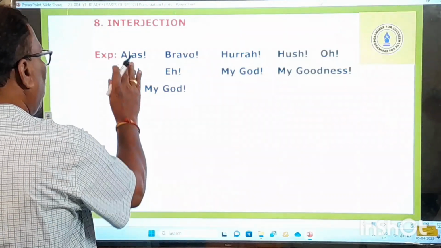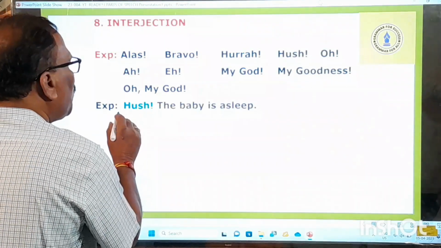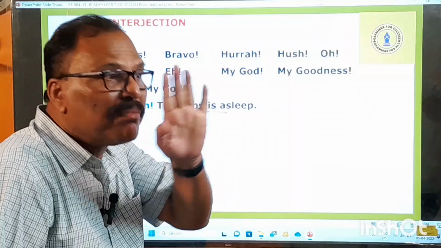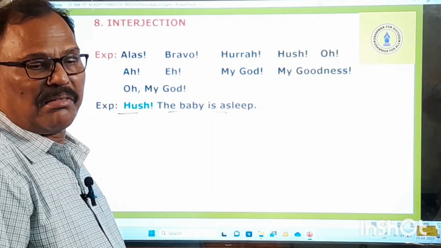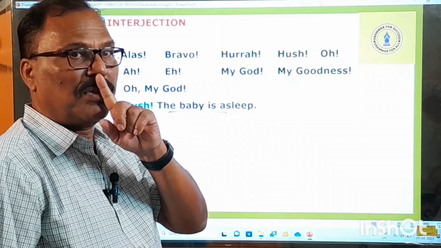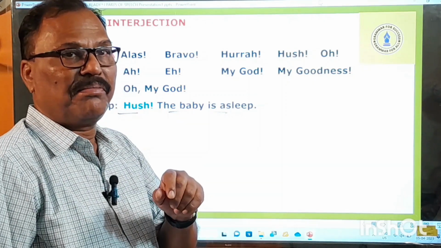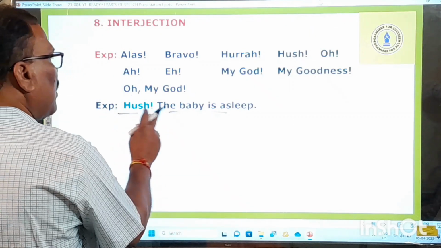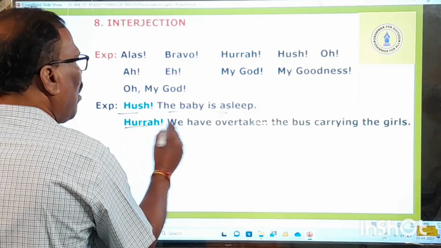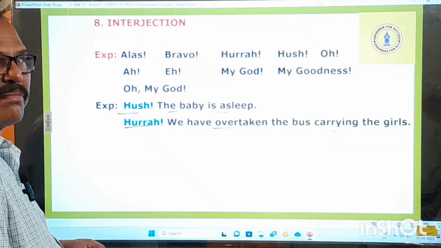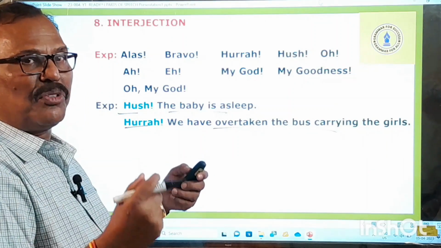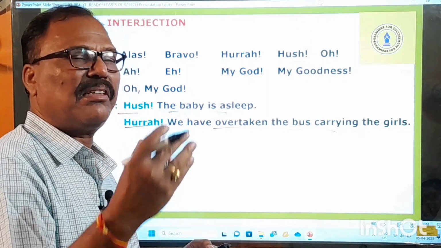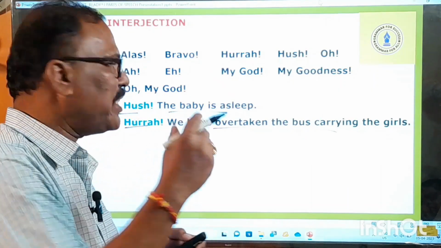I'll give you some sentences. Hush, the baby is asleep. Generally, hush is a word indicating fear. In the examination, the invigilator says, shh, don't turn this side and that side. Don't talk to others. Shh is a word indicating the baby is asleep. Hurrah! We have overtaken the bus carrying the girls. The boys jubilantly say, hurrah! We have overtaken the bus carrying the girls.